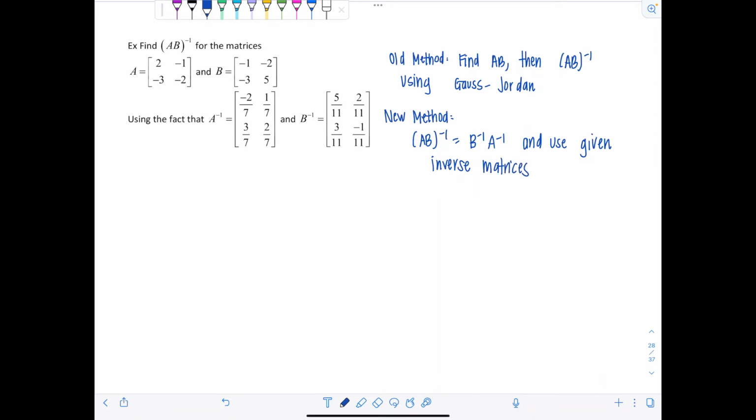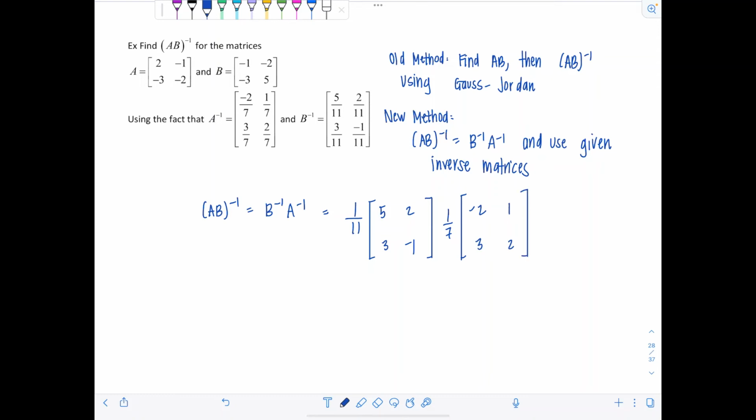Fabulous. Okay, so (AB) inverse is equal to B inverse times A inverse. I'm not too keen on multiplying these two matrices by each other the way they're written right now, because look at that fraction situation going on. So what I'm going to do is rewrite B inverse as 1 over 11 times [5, 2; 3, -1]. And then A inverse, oh no, I can also take out a 1/7. Yes, now I'm liking this. [-2, 1; 3, 2].